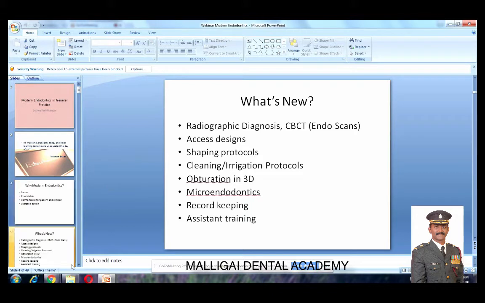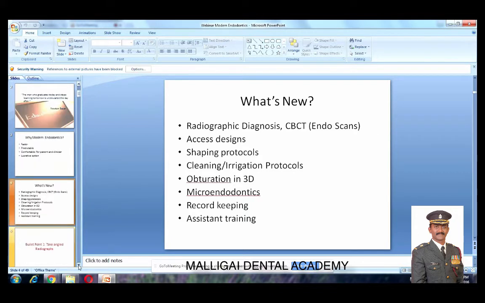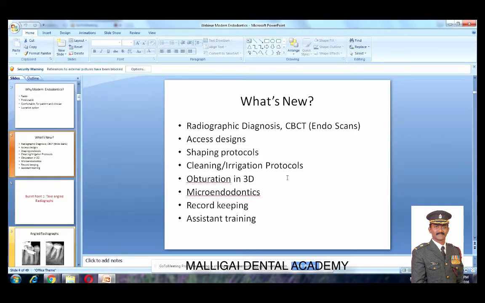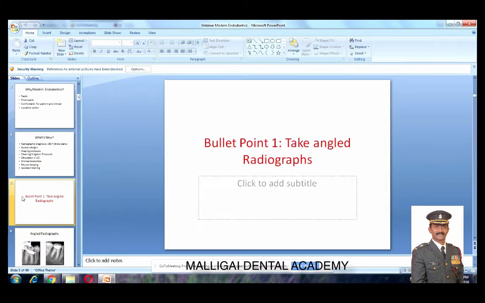In today's webinar, I have designed it in a way that I'm going to give you certain bullet points related to the major changes that we see in today's scenario as far as root canal treatment is concerned in the modern scenario. Bullet point 1. I have compiled a few bullet points which will definitely highlight the major changes that we make in today's protocol of modern endodontics.